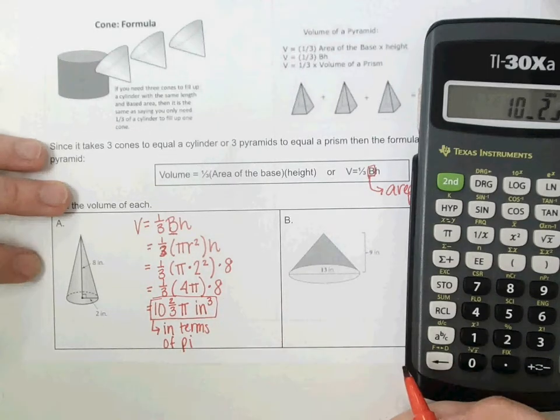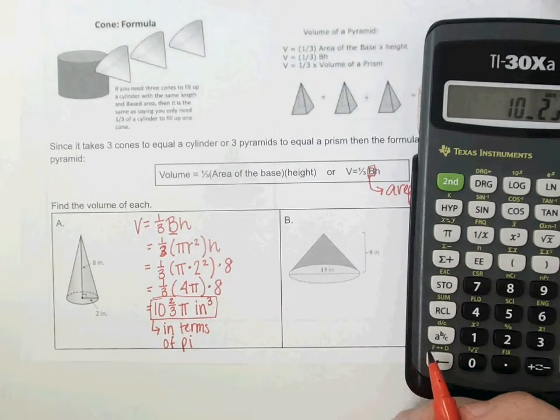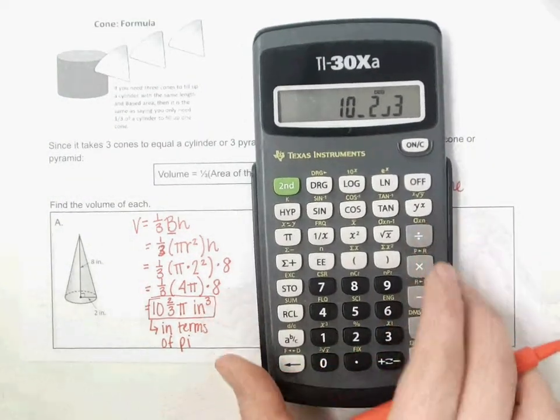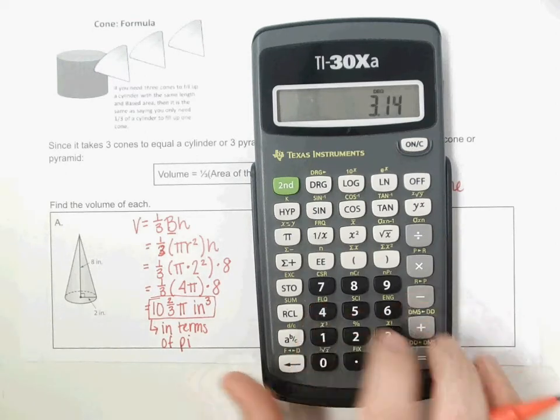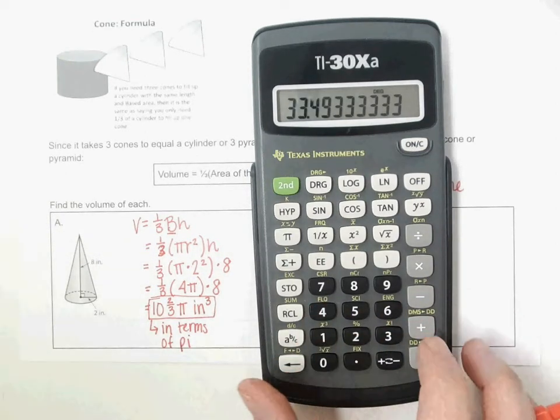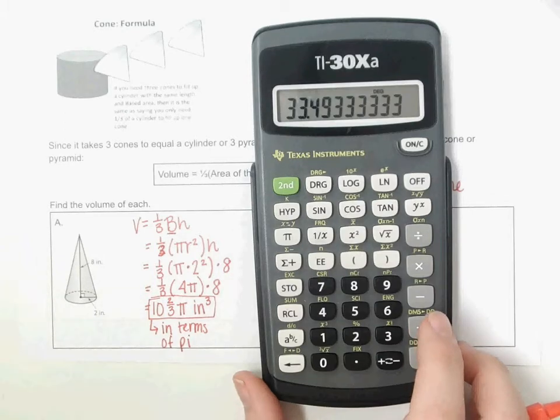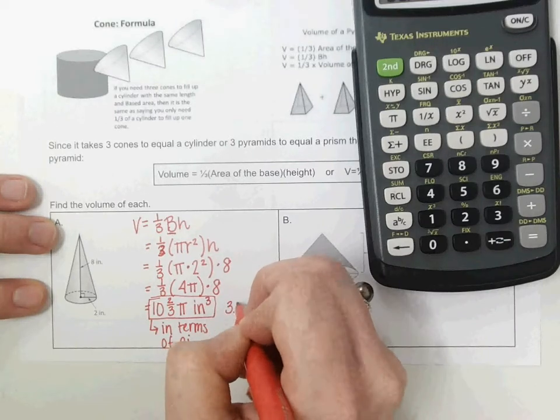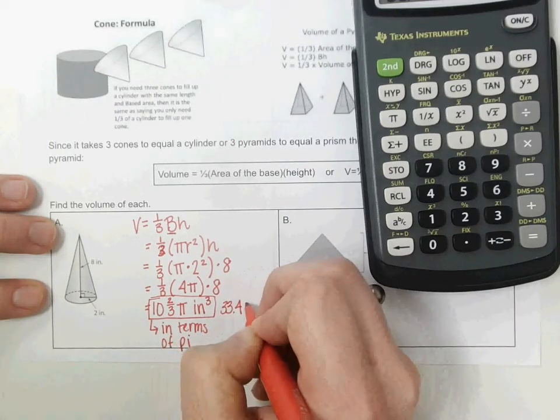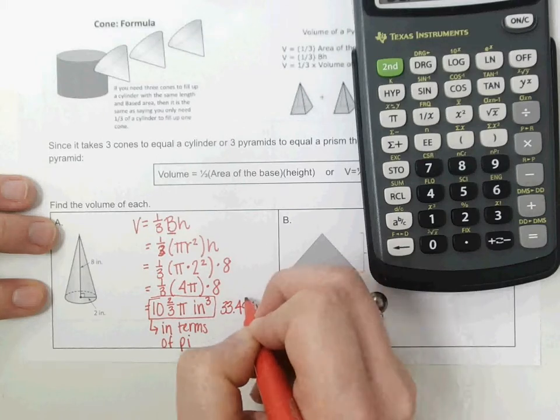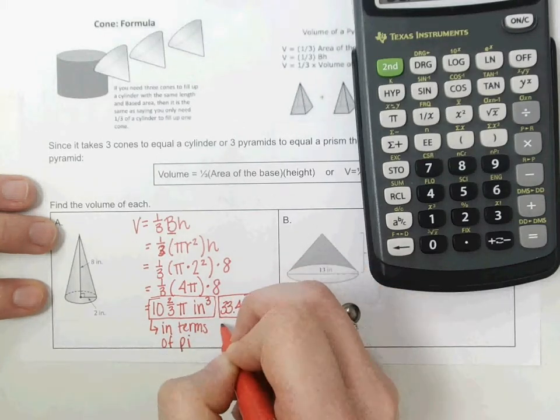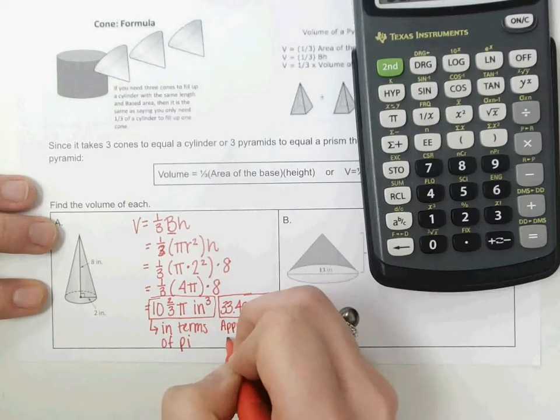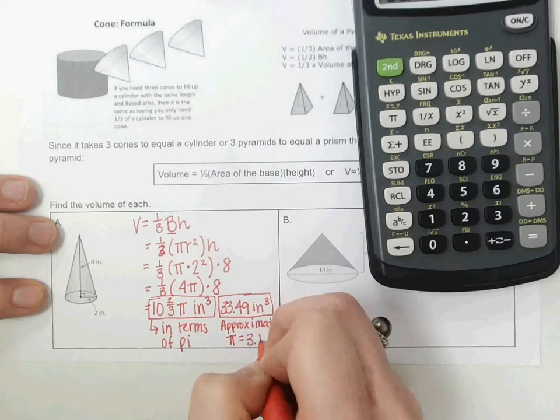Now, if I ask you to approximate it, that means we're going to plug in 3.14 for pi. So I'm going to take my 10 2/3 and multiply by 3.14. This is what I get, and we're going to approximate to the nearest hundredths place. So we're going to say this is 33.49 inches cubed. So again, this is our approximate, where we're going to say pi is equal to 3.14.